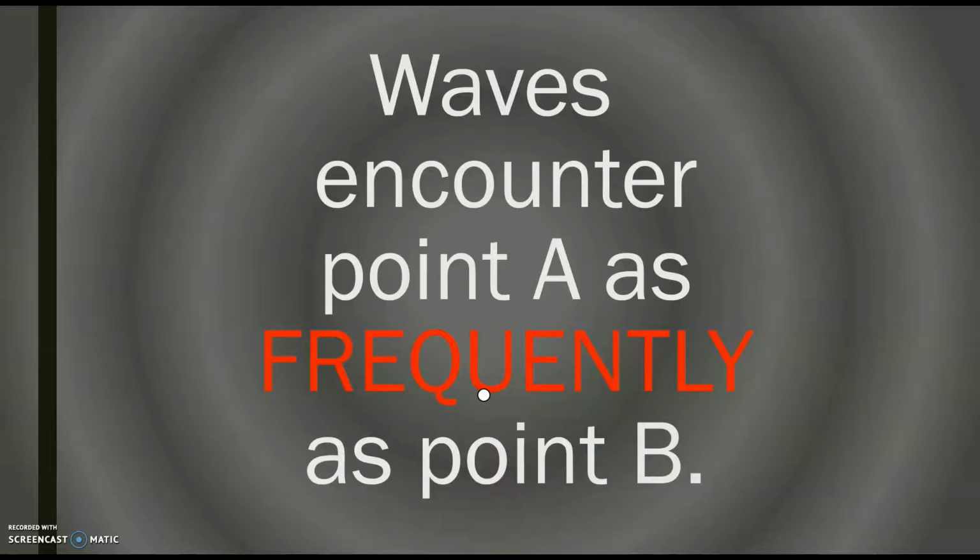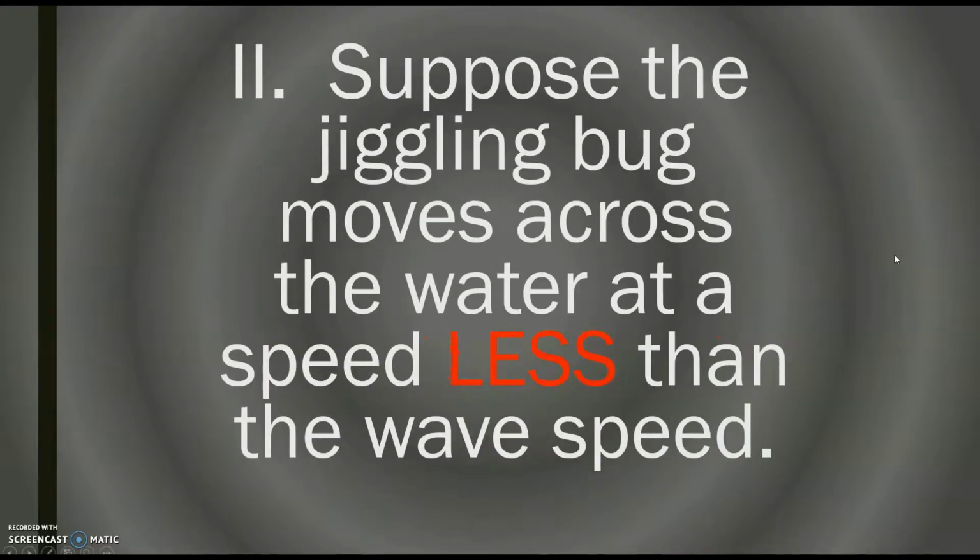So waves encountered at point A compared to point B, on opposite sides: point A will receive just the same frequency as point B. Now, suppose that little bug instead is moving laterally across the water, jumping and moving towards, let's say, point A over here on the left side of the screen. And he's traveling, and this is the key part, less than the wave speed itself, less than the speed of the wave in the water.